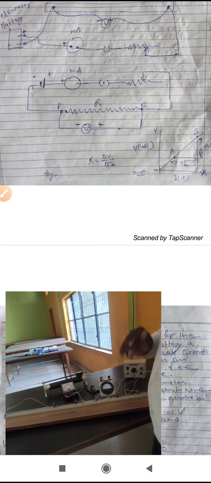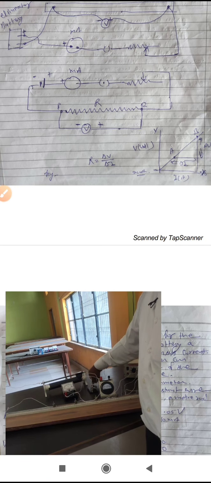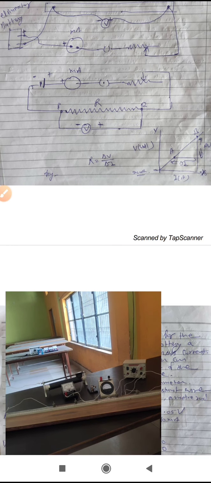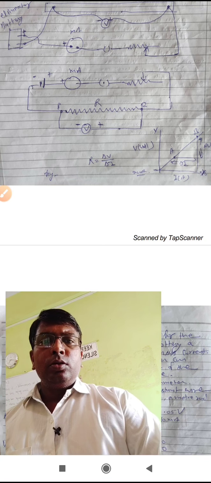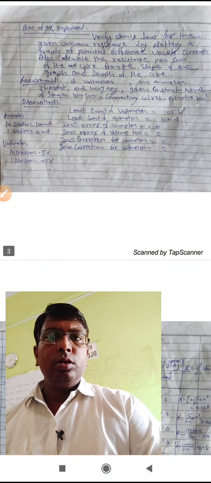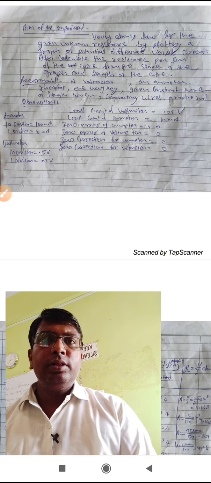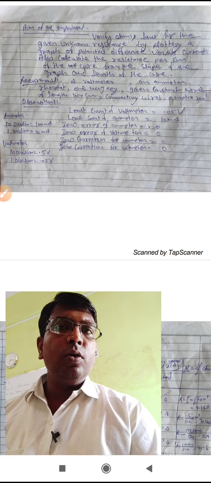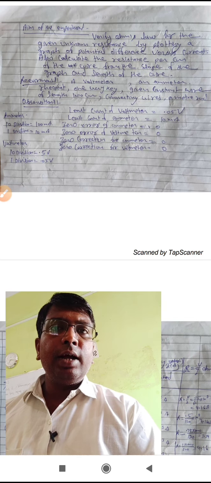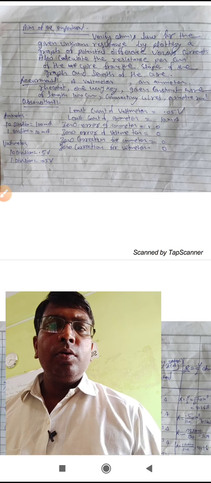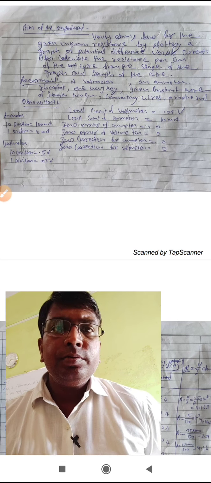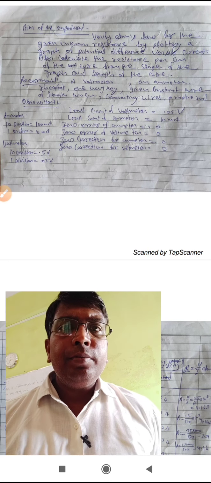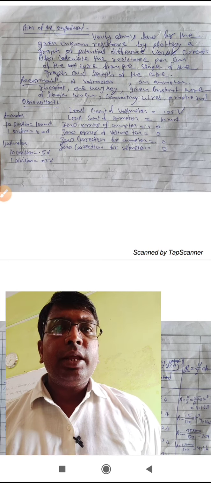After that we do the calculation. The aim of this experiment is to verify Ohm's law for a given unknown resistance by plotting a graph of potential difference versus current for the resistance per unit length.